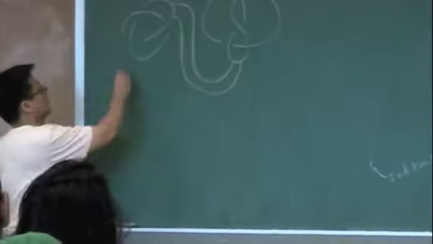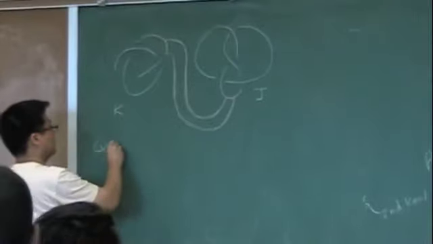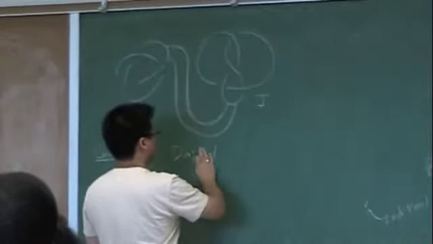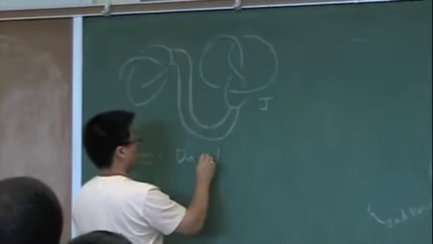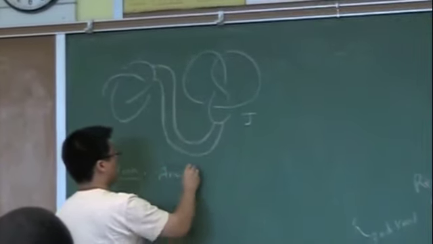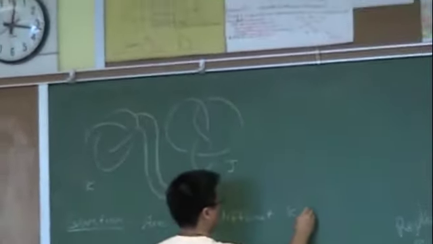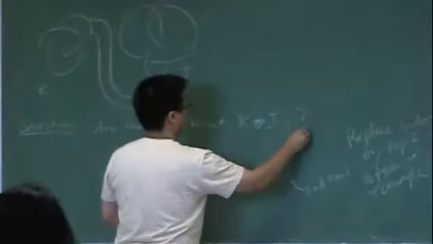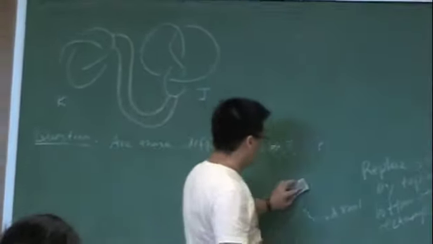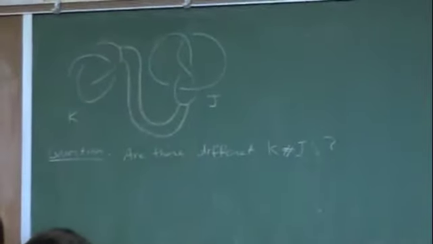Right. So here's K. Say here's J. I guess the question is, are there different K sum J's? Okay, so that's a question. Given two knots K and J, is what I described enough to give me always the same knot?